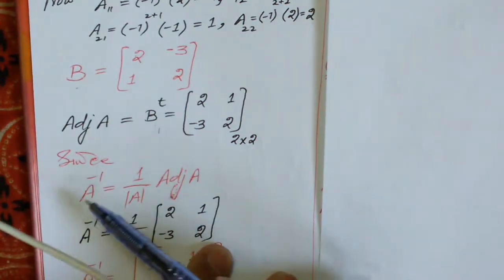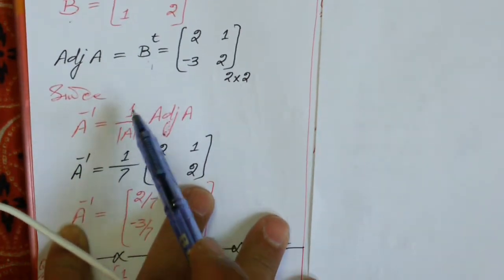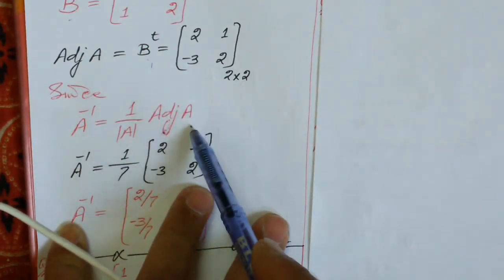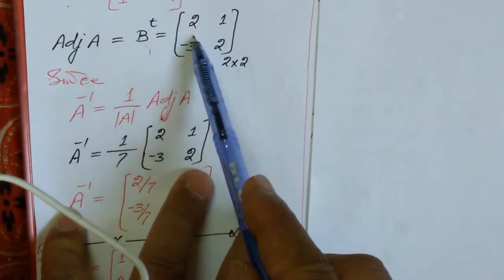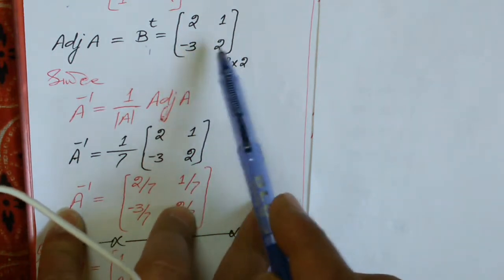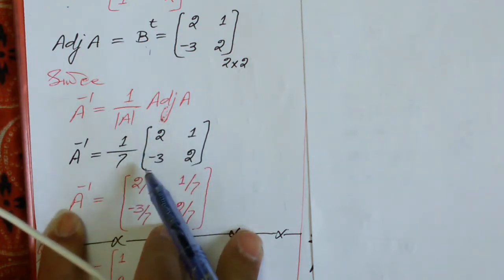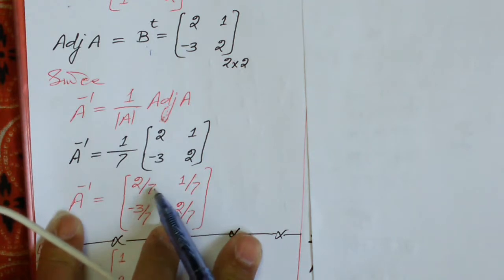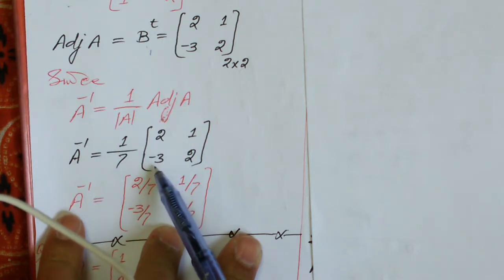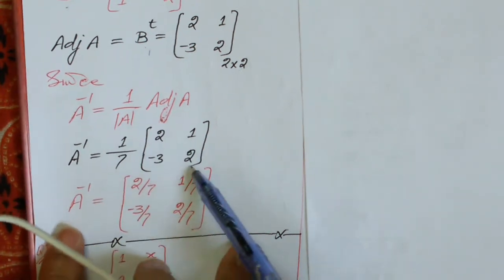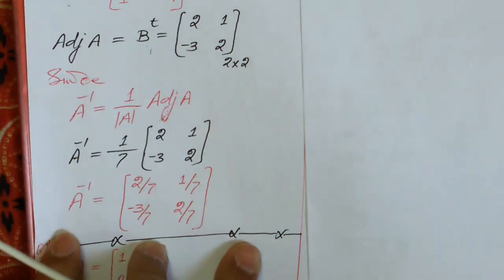Now we have to apply the formula for the calculation of the inverse of the matrix A, which is A inverse is equal to 1 divided by determinant of A multiplied by adjoint of A. Determinant of A is equal to 7, so 1 over 7, and adjoint of A is a matrix having elements 2, 1, -3 and 2. Multiply each element of this matrix by the scalar 1 over 7: 2 multiplied by 1 over 7, 1 multiplied by 1 over 7, -3 multiplied by 1 over 7, and 2 multiplied by 1 over 7. We get this matrix, which is the inverse of the matrix A.